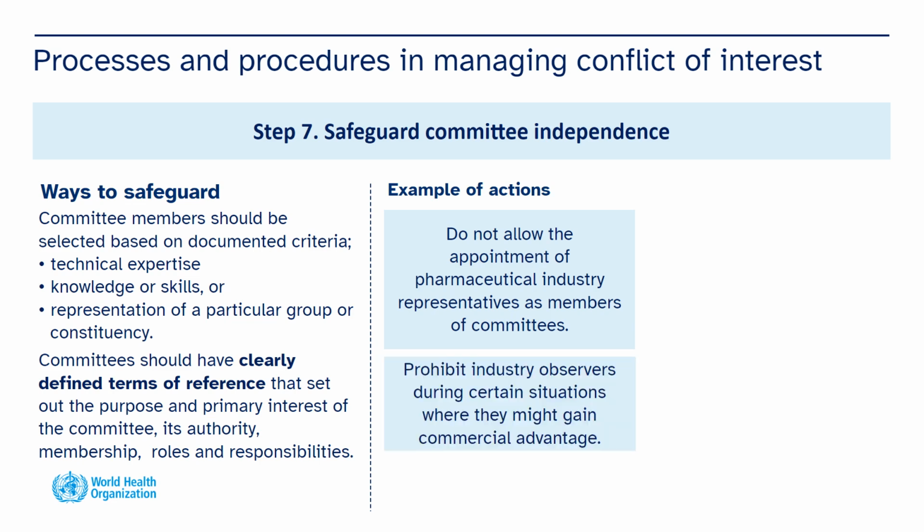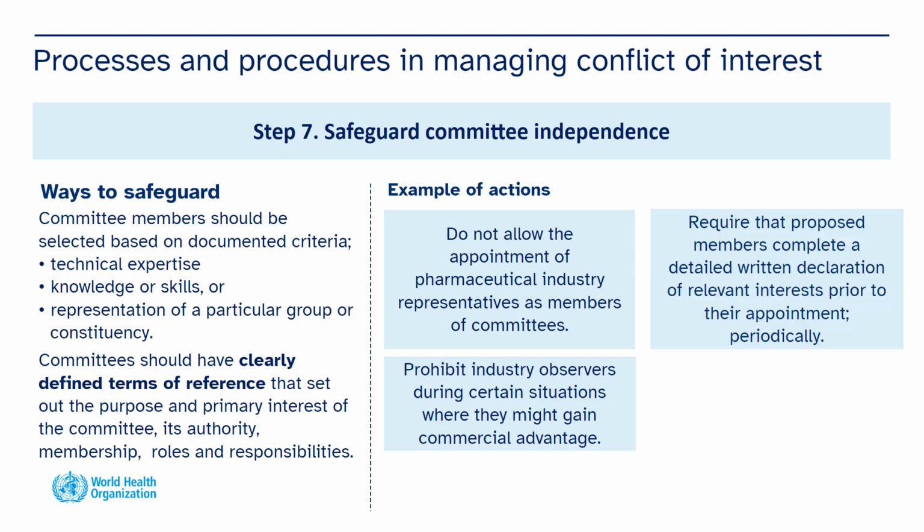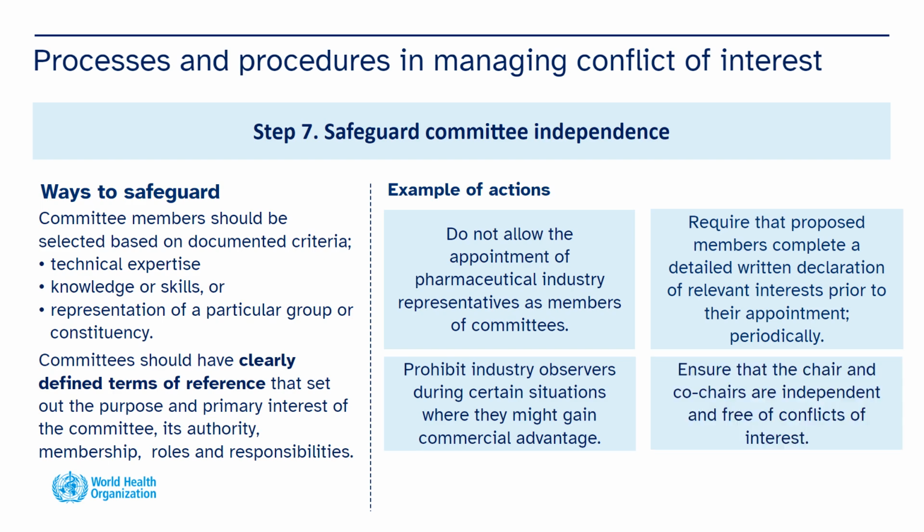Next, prohibit industry observers during certain situations where they might gain commercial advantage, for example, setting prices and making decisions on reimbursement. Another example is to require that proposed members complete a detailed written declaration of relevant interests prior to their appointment, periodically, usually annually, thereafter, and in some cases, prior to or at every meeting. Ensure that the chair and co-chairs are independent and free of conflicts of interest. And a last example is to exclude individuals with a serious conflict of interest, for instance, those with a direct financial interest in the outcomes of the decision-making.